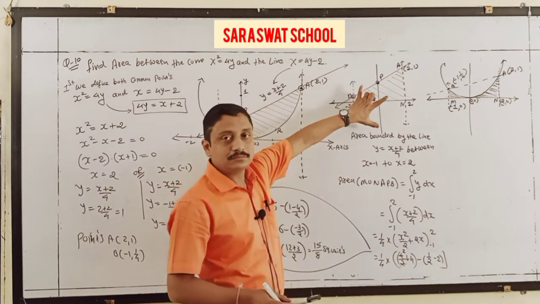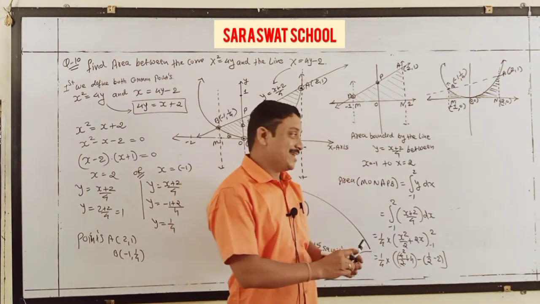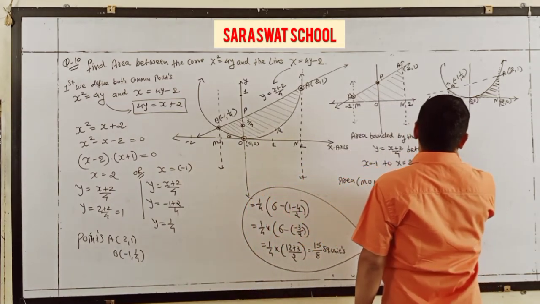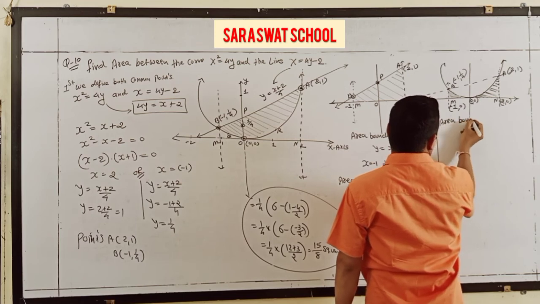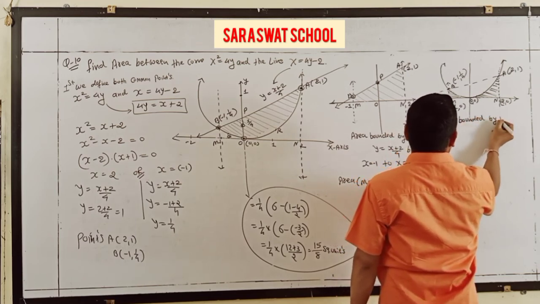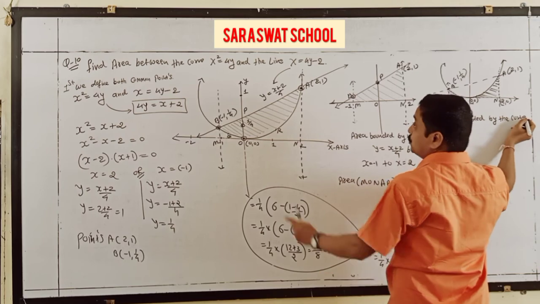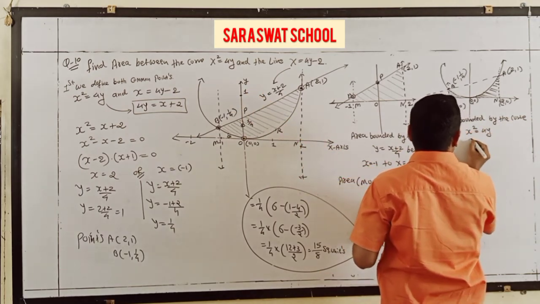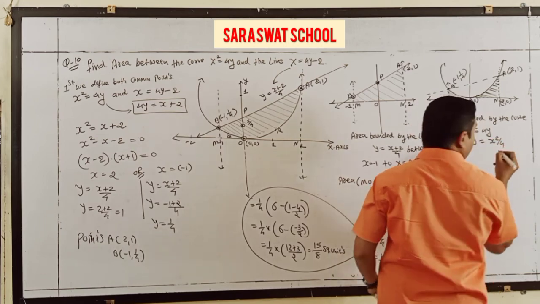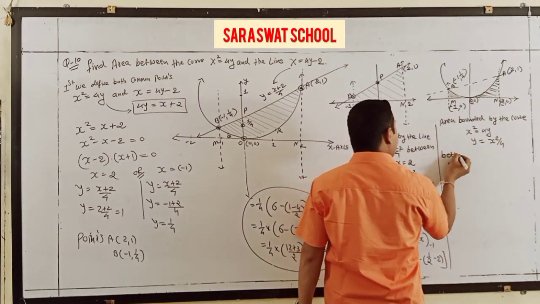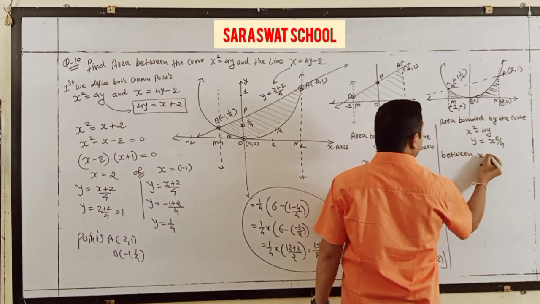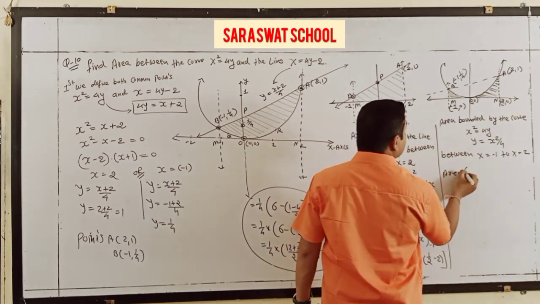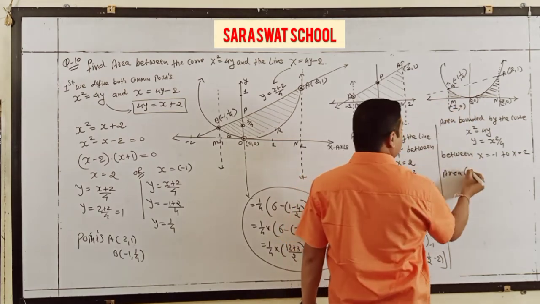That's done. Now I go to the second case. Continue. Area bounded by the curve. What is your curve? Yes, the curve is x² = 4y, so y is equal to x²/4, between x = -1 and x = 2.